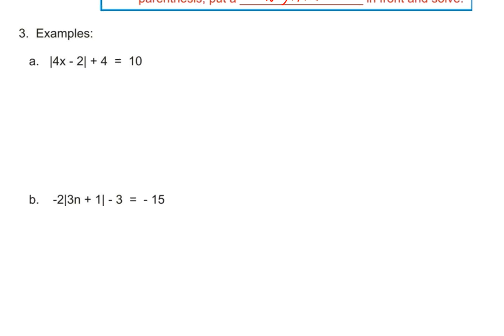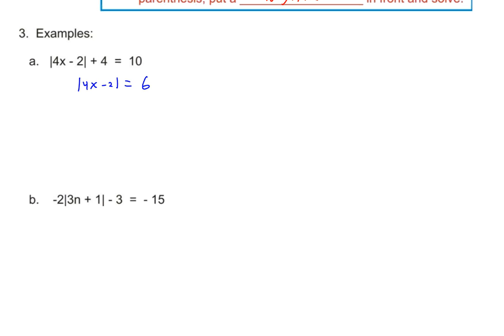Okay, so the first thing is to isolate the absolute value. Is the absolute value isolated for A? The answer is no, right? Is the absolute value all by itself on the left? No, we got a 4 there. So what we're going to do is move the 4. You already know how to move a 4: add -4 to both sides. So now the next line is the absolute value of 4x minus 2 equals 6. Do you agree? We added -4 to both sides. Okay, now we've isolated the absolute value. Great, that's what we were after.